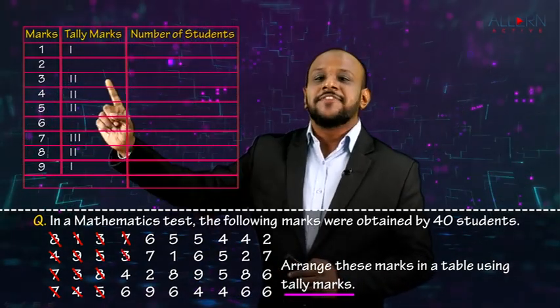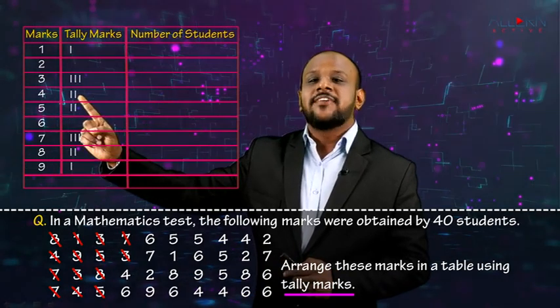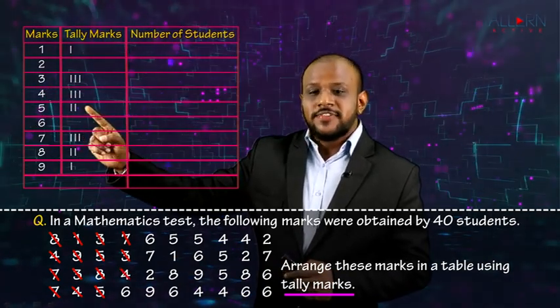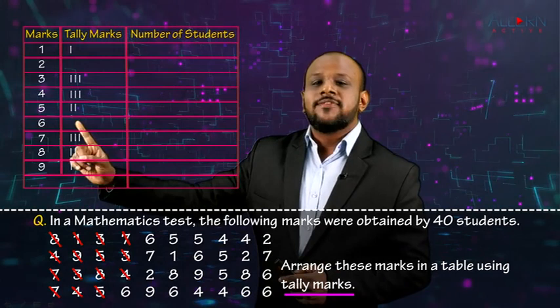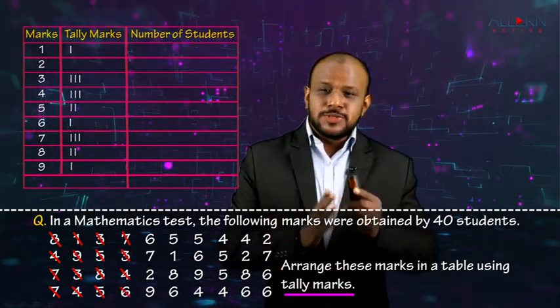After 7 we have 3, so let's record the tally mark over here. Then after 3 we have 4. Then after 4 we have 6, so we have to record the very first tally mark for 6 over here. Now let's move on to the next column.